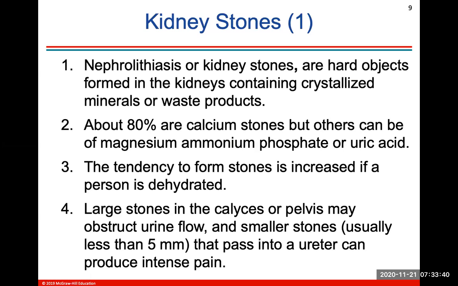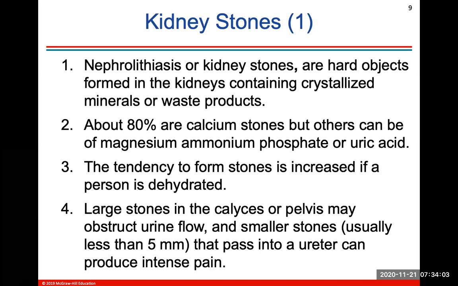So this is called nephrolithiasis, or kidney stones, which are hard objects formed in the kidneys containing crystallized minerals or waste products. About 80% are calcium stones, but others can be magnesium ammonium phosphate or uric acid. The tendency to form kidney stones will be increased if a person is dehydrated. So just a reminder to drink lots of fluid.